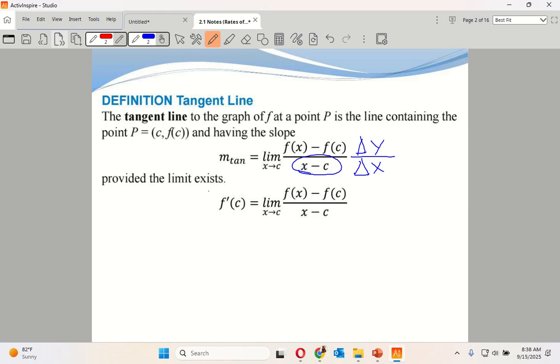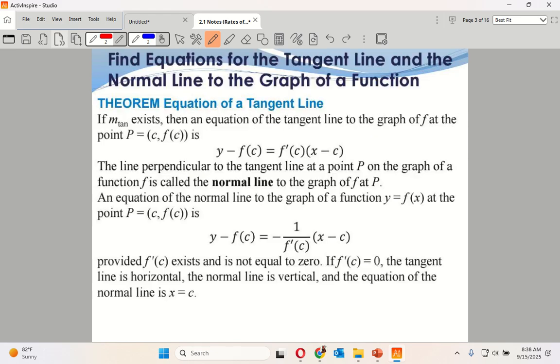And notation looks like this: f prime of c, with the little tick mark right there. That means that we are taking the derivative. All right, find the equation of the tangent line and the normal line. So now, tangent line. Highlight, circle, underline this. This is the equation of a line. That is the equation in point slope form.